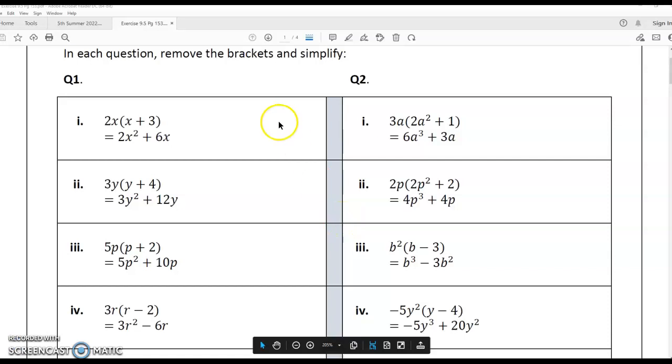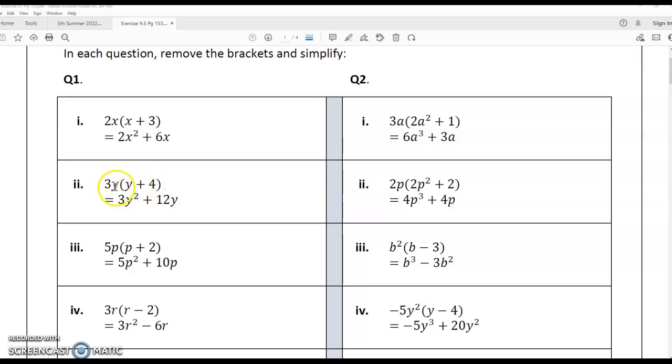So here's slightly more harder questions on expanding brackets. So you basically got 2x on the outside and you've got x and 3 on the inside, and multiplying all that together you get 2x by x gives you 2x squared. Don't forget 2 by 1 is 2 and x by x is x squared, and 2x by 3, 2 by 3 is 6, so 2x by 3 is 6x.